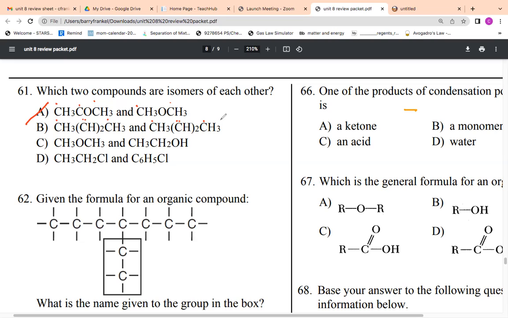But guys, what's the problem? Look at these 2 things. They are literally exactly the same thing. They are written exactly the same. That means that these are not isomers of each other. They are exactly the same compound. So it's definitely not B.